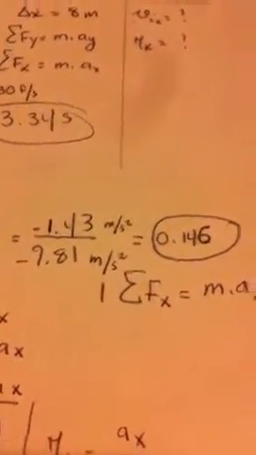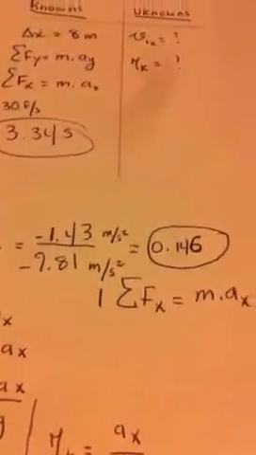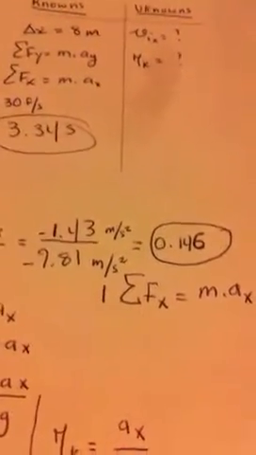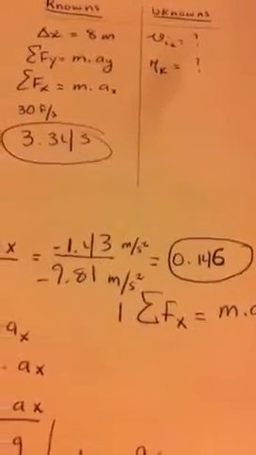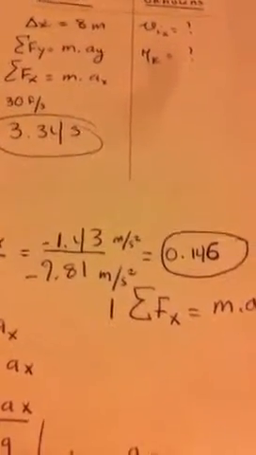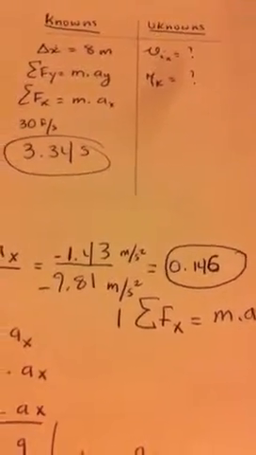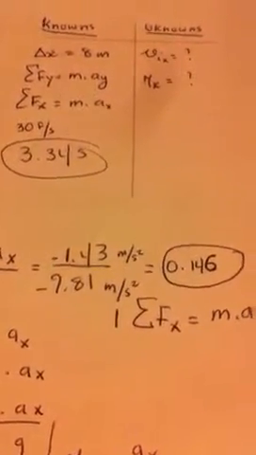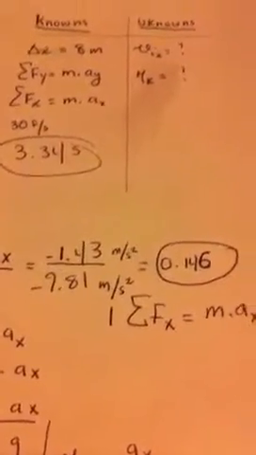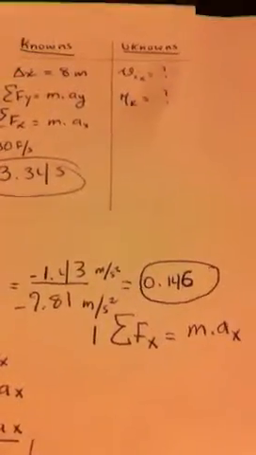0.146, and we know that the coefficient of friction is not going to have any units, because that's the way it's supposed to be. We also know that the coefficient of friction is always between 0 and 1, and in this case it is, so we're at least on the right path in that regard.